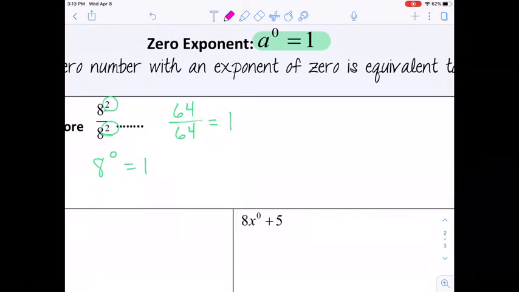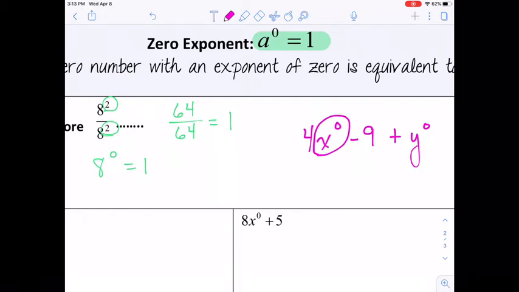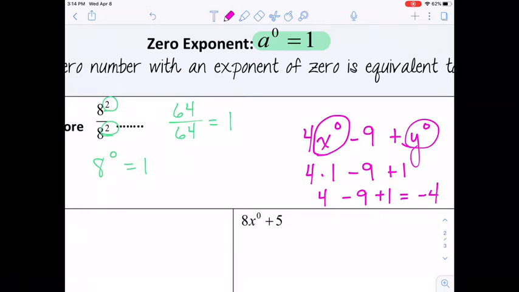So for example, if I have 4x to the 0 minus 9 plus y to the 0. Well, this x to the 0 is just a 1. So I have 4 times 1, minus 9. This y to the 0 is just a 1, plus 1. So I have 4 minus 9 plus 1, which is negative 4. You try the other 2.